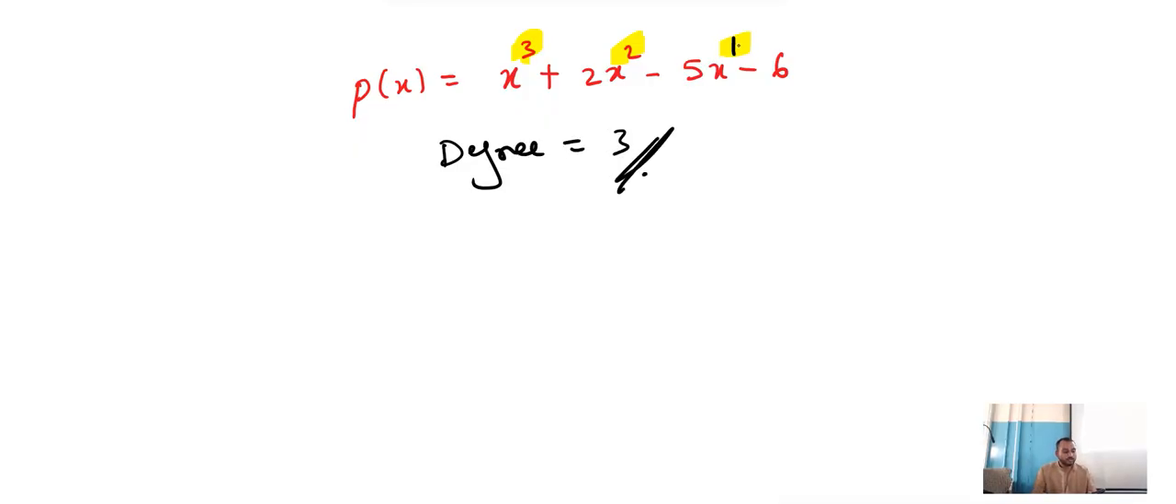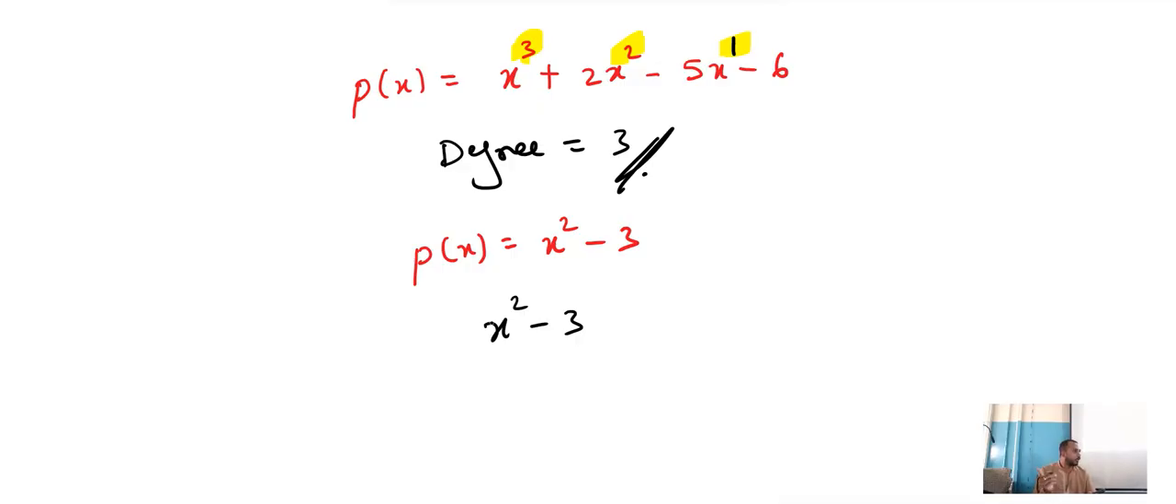Next question. Find the zeros of the polynomial P of x equals x square minus 3. Look here. Whenever they give the polynomial, first you write it equals 0.